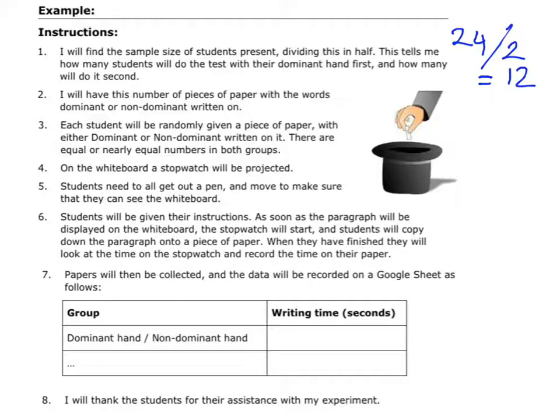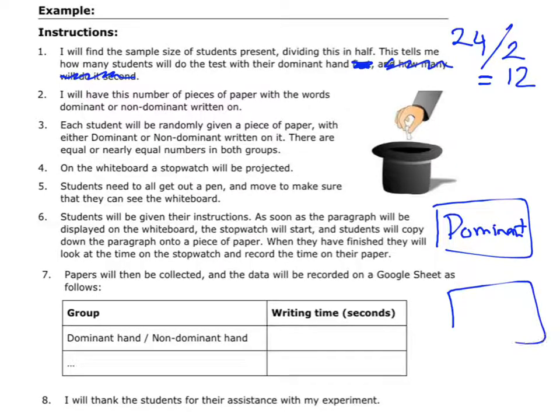Okay, now I just looked at this. This instruction here I need to fix up. So I'm going to have some pieces of paper with the word dominant or non-dominant written on it. So I'm going to have pieces of paper with the word dominant, and I'm going to have other pieces of paper with the word non-dominant. So if I've got 24 people in the class, I'm going to have 12 pieces of paper with the word dominant and 12 pieces of paper with the word non-dominant on it.